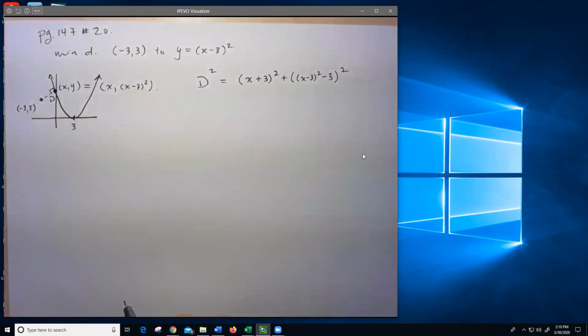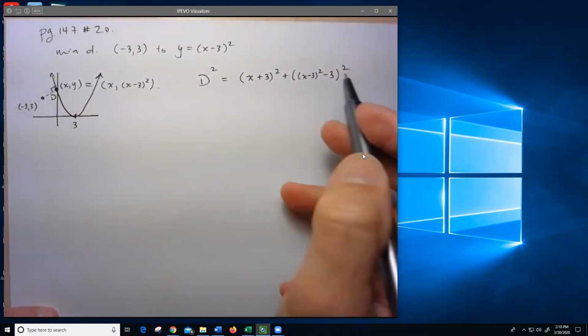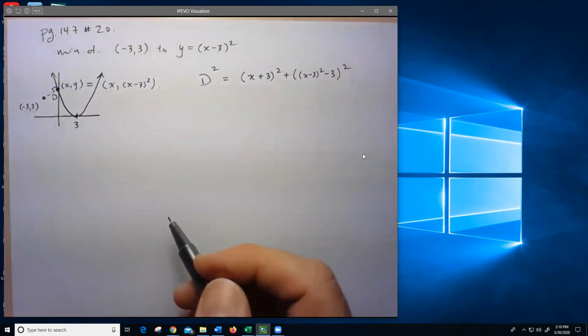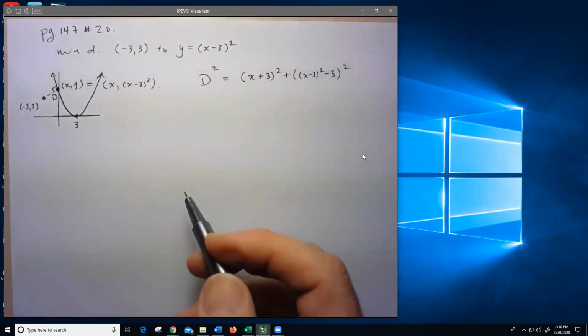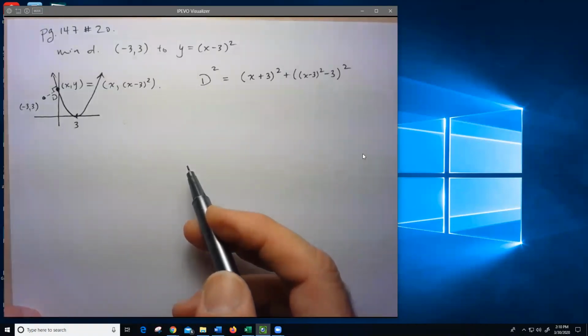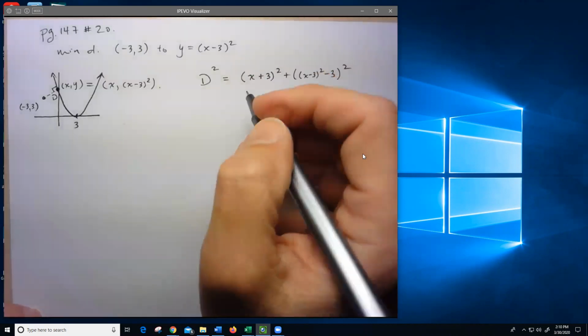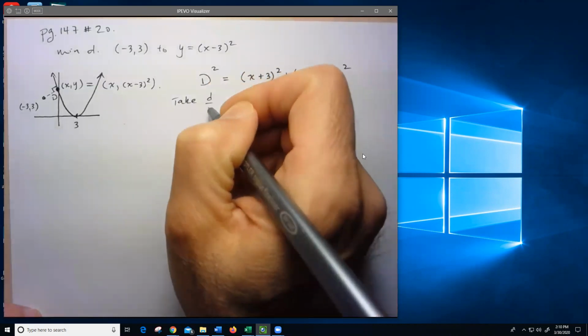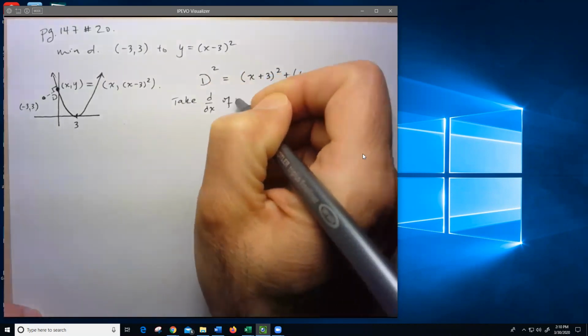And so what I'm going to do here is differentiate this using implicit differentiation instead of taking a square root and having to deal with that ugly square root when I'm taking the derivative. Not that it's a big deal, but now that we have something that makes things a little nicer, we might as well use it. So I'm going to take d/dx of both sides.